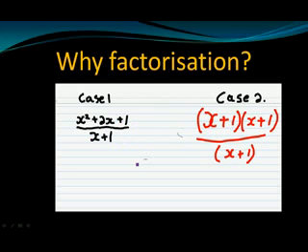I can prove it quickly: x plus 1 times x plus 1. Then I apply that rule and I'll get x squared plus 2x plus 1, which is the same thing as this. But if you have it in this form, you can't really see that you can simplify it further.